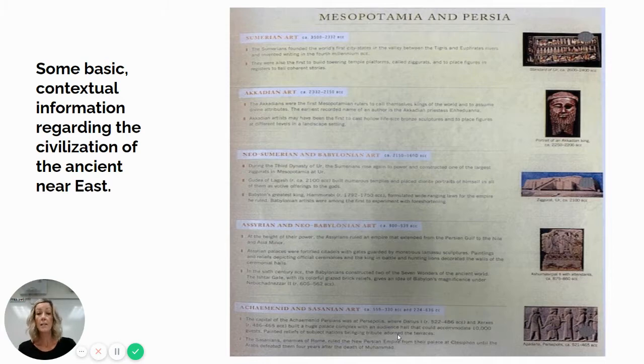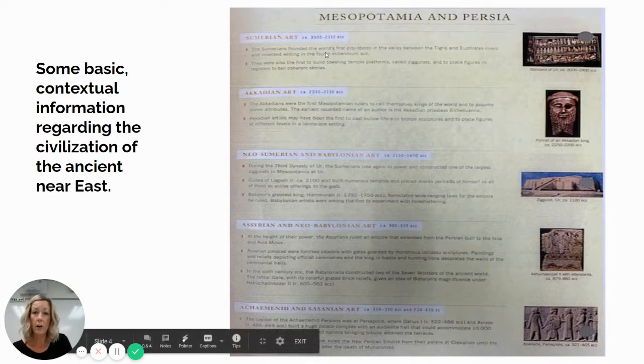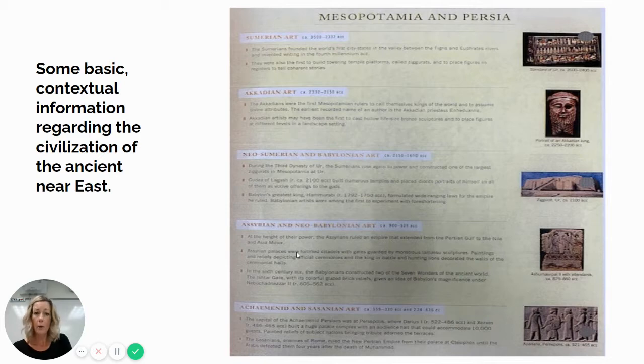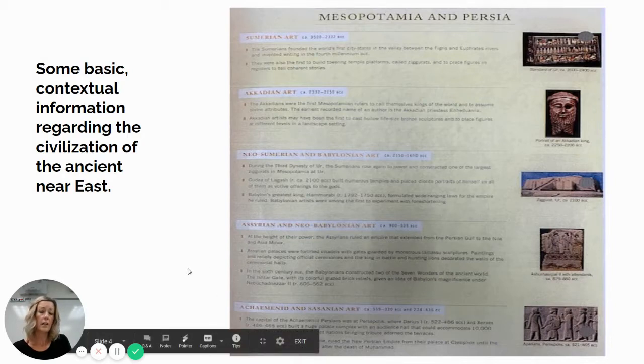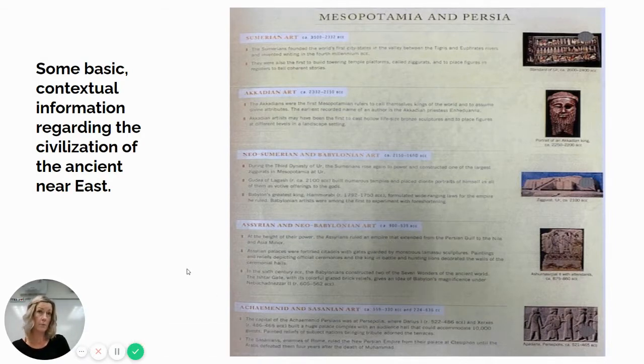This is a handout that I am giving to you, so you'll be able to read it much better. But I just wanted you to be aware that this is a very basic breakdown of some contextual information regarding some of the civilizations within the ancient Near East. And for our content area, we definitely cover the Sumerian art. We also cover the Assyrians, the Babylonians, right up here, and the Persians. So, this little handout will help you add some contextual information to those separate cultures.